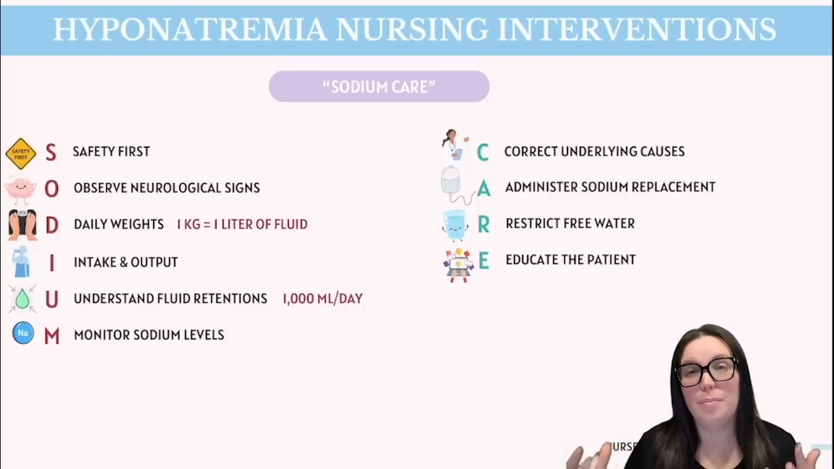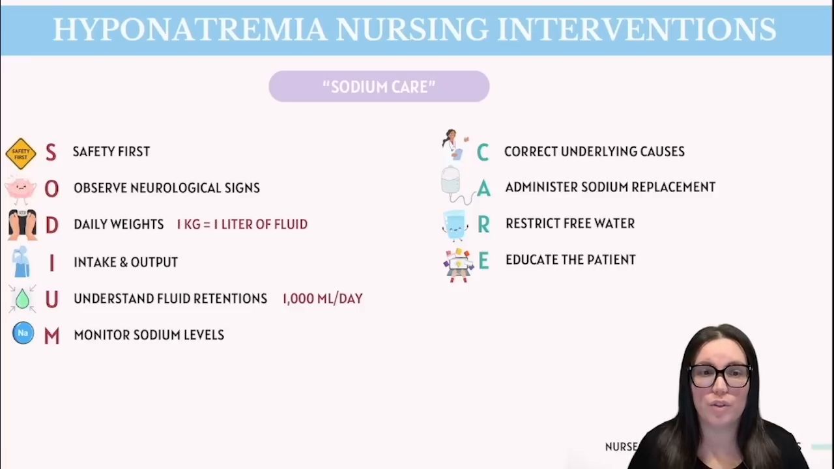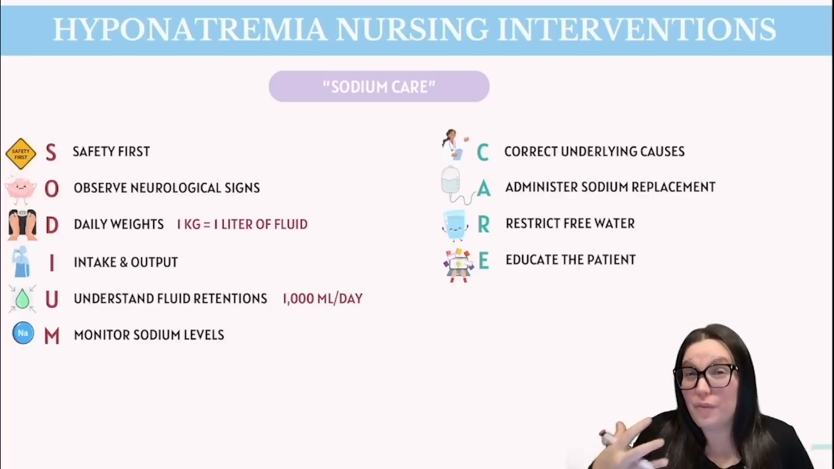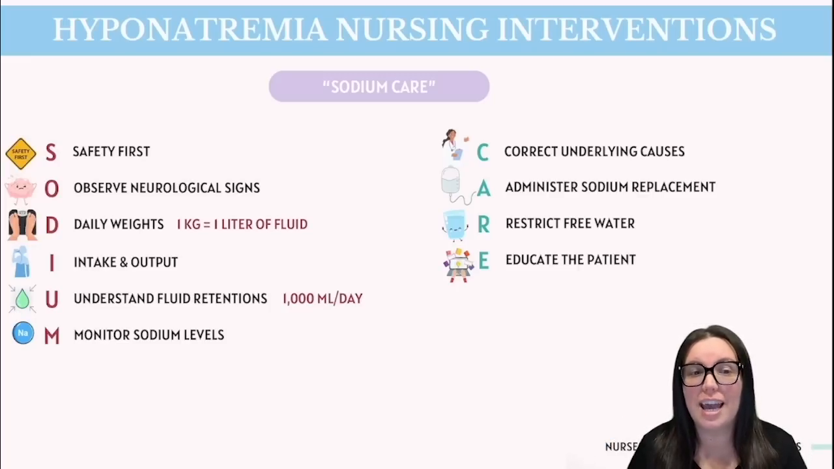Our A is to administer sodium replacements, and that of course depends on severity. In mild cases, we may just need to increase oral sodium intake through our diet, either with salty snacks as well as broths, but in those more severe cases, we're most likely looking at administering hypertonic saline, which is 3% NaCl, and we give that cautiously. Typically, you only see it in the ICU setting.